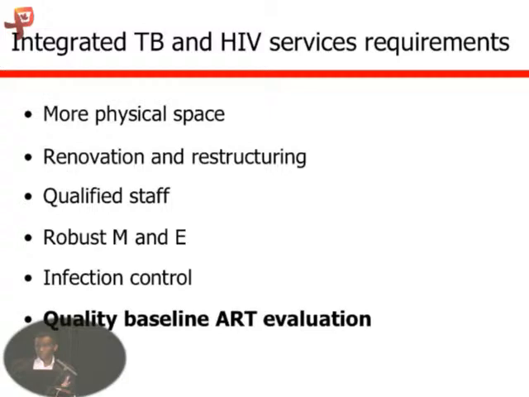And of course, in order to address this, the services have to be integrated. And when we say integrated services, we need more physical space. We need really renovating or restructuring our facilities. It needs training for qualified staff and robust monitoring and evaluation. And most importantly, also addressing infection control, especially if we are bringing people living with HIV together with potentially infectious TB cases. That has to be very well addressed.